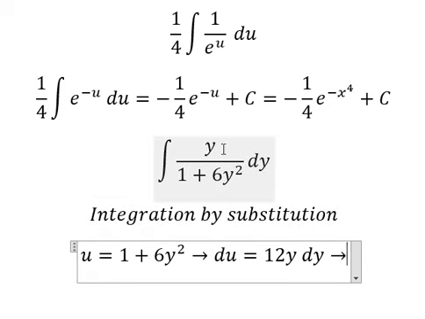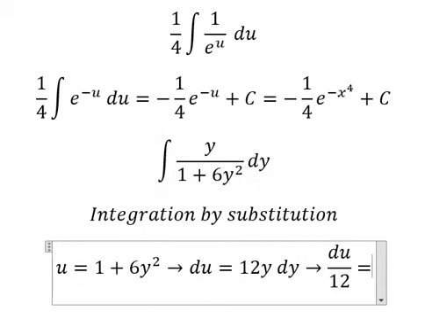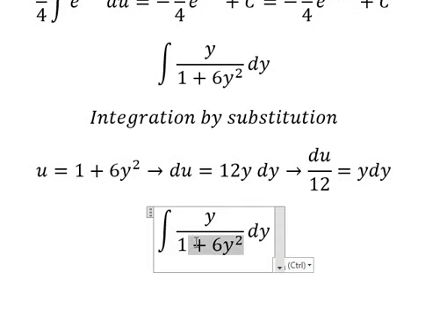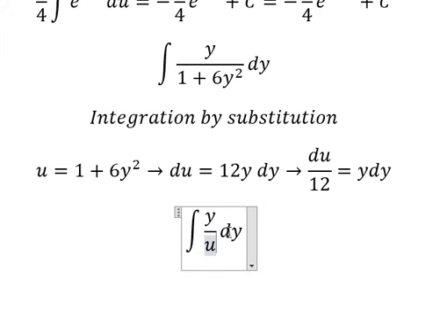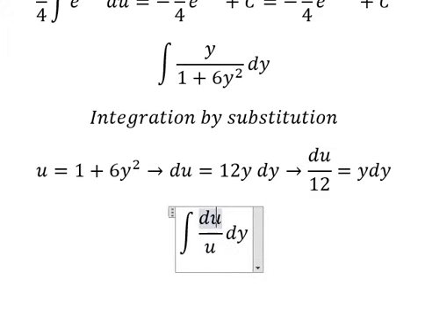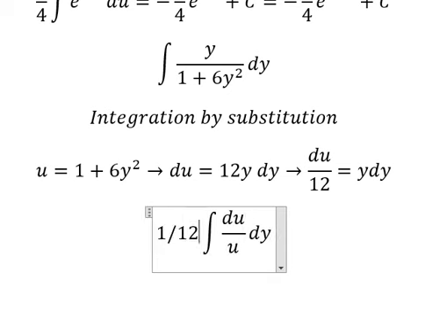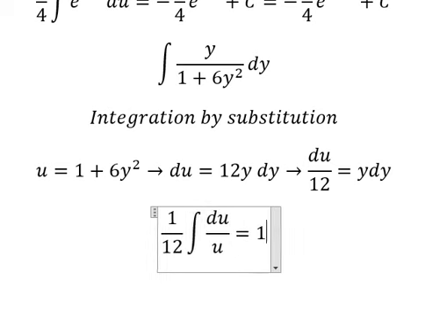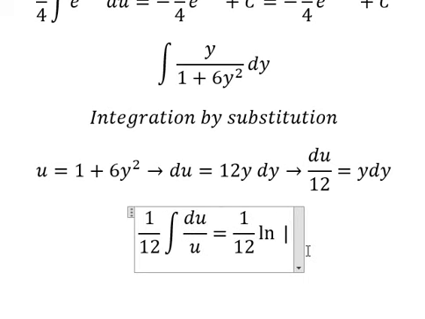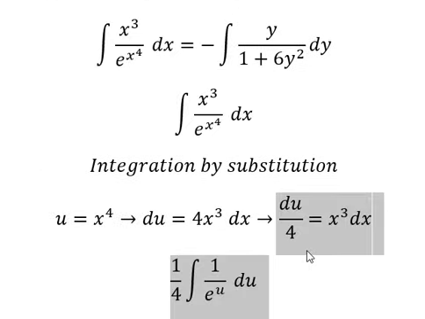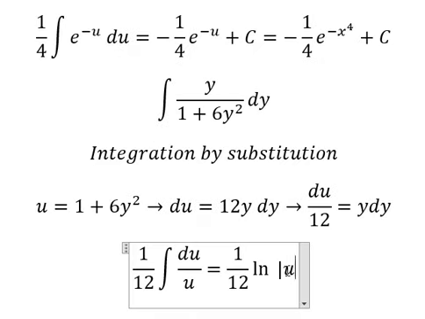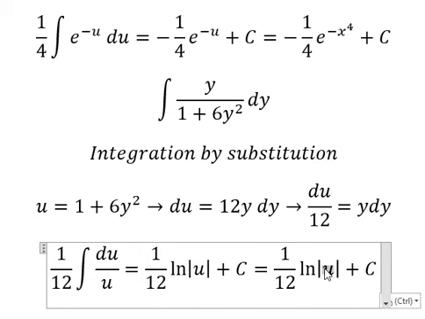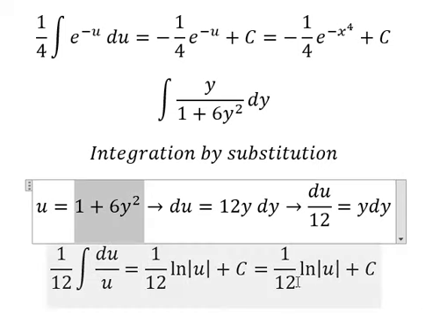Because we don't have number 12, we need to divide both sides by number 12. So this one we change by du, y dy we change by this one. The integration of this one, we have ln of the absolute value of u, and I will put c in here. About u, that is about this one.